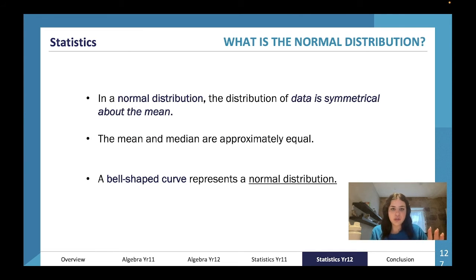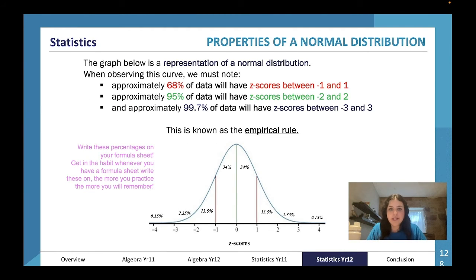In a normal distribution, the distribution of data is symmetrical about the mean. So let's just kind of backtrack. We have something in data called the mean, right? The mean is the average; the mean, median, mode, all of that stuff represents the average, the middle, the most popular, what's happening at the middle of our data. Normal distribution, which is pictured on our formula sheet, is if you have mathematically normal distribution of data, the most normal way it could be distributed. The mean and median are approximately equal, and a bell-shaped curve is going to represent normal distribution.